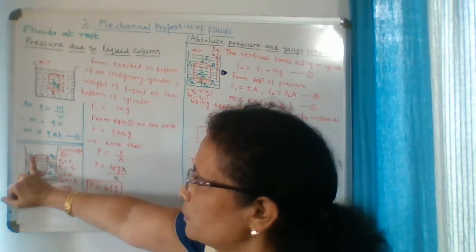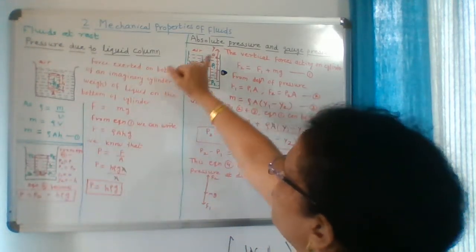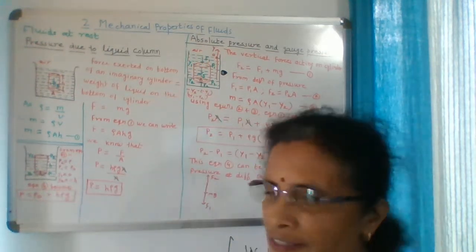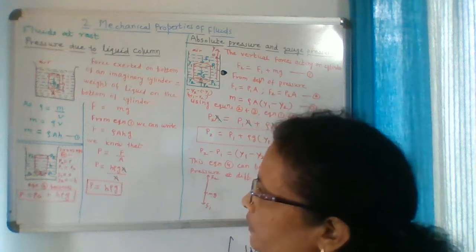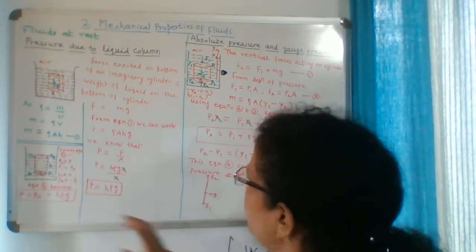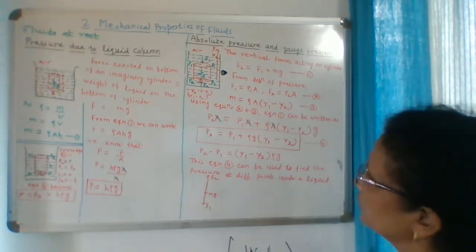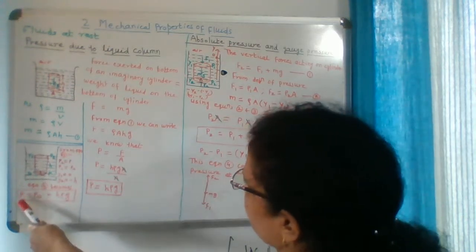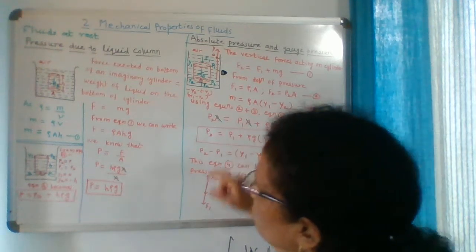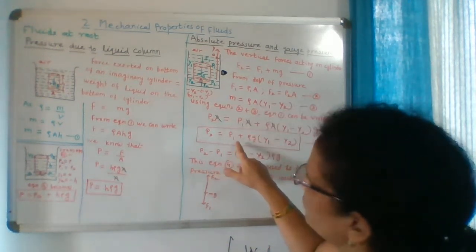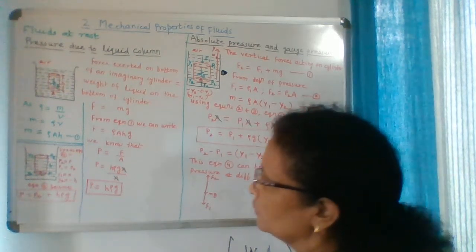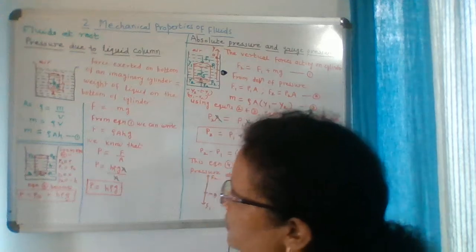Here y1 is equal to 0, as per our reference line, and y2 is equal to minus H, if H is the height of the imaginary cylinder. So substituting these values in equation number 4, it will become P is equal to P0 plus H rho g. Okay. So this is P0 plus H rho g.